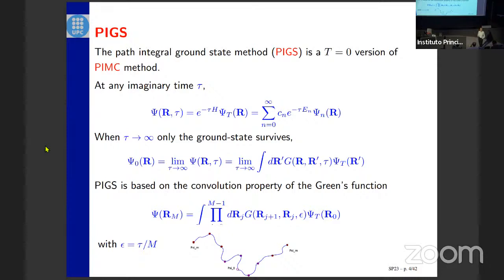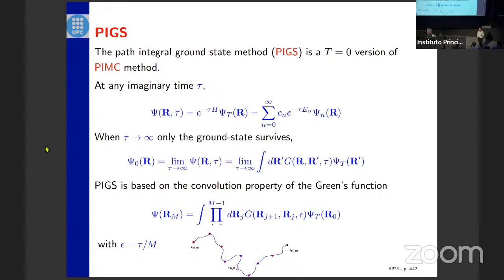Also, technically, this method allows for a good calculation of the one body density matrix, which is a really important quantity to know the coherence of a system. In the case of diffusion Monte Carlo, technically it's not perfect, so we have a bit of bias, but in this case, it's exact.